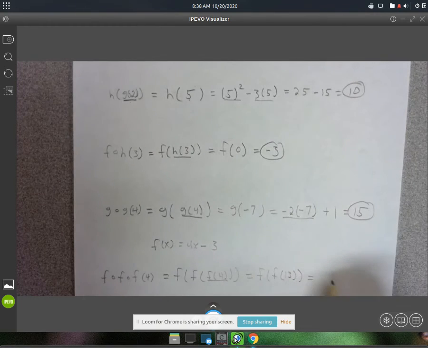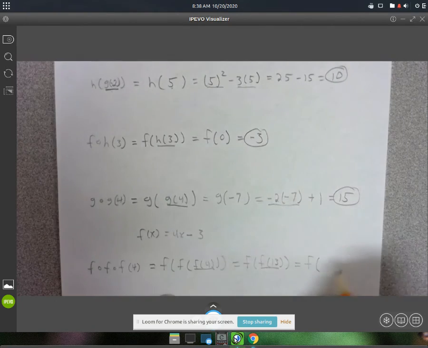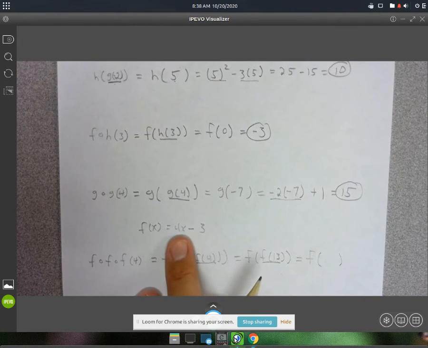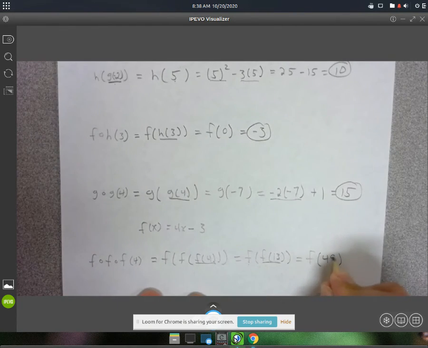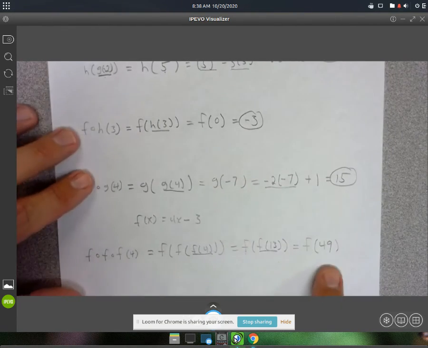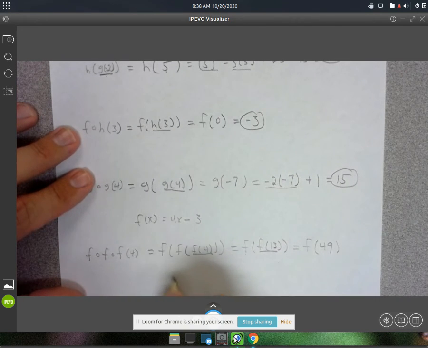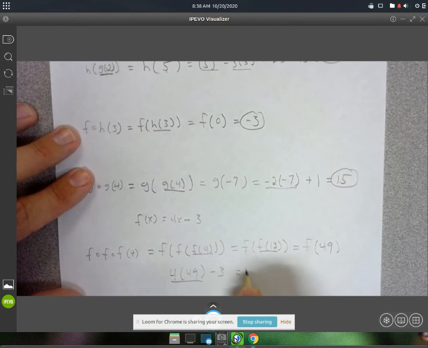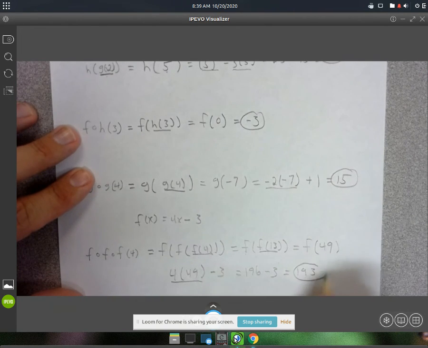Now we're going to have to find f of 13. 4 times 13 is 52, then 52 minus 3 is 49. And then we would have to find f of 49. That would be 4 times 49 minus 3. This is, I think, 196, pretty sure. And then minus 3 would be 193.